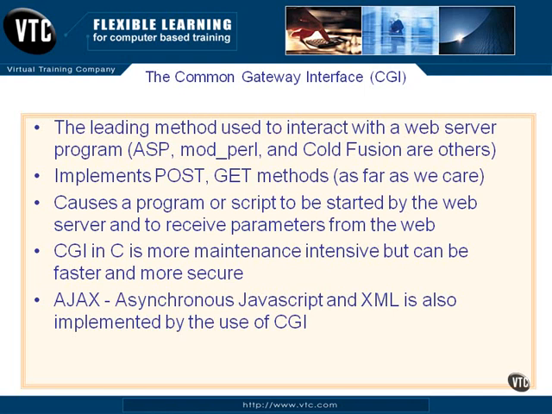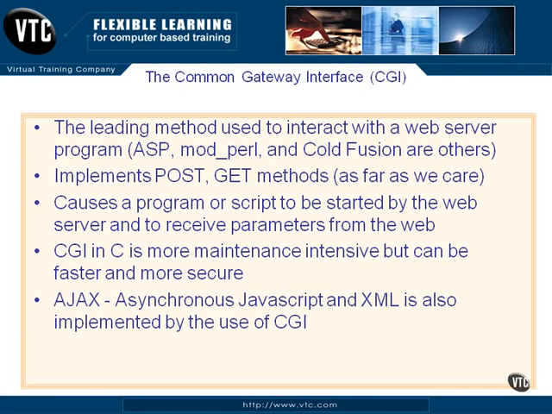Now, what really happens here is this CGI causes a program or a script to be started by the web server, and then that program or script, in our case a program, will receive its parameters through the standard in. All we have to be able to do is to listen to the standard in, and we know how to do that, and be able to write to the standard out, and we know how to do that. So we have the skills that it takes to write a piece of CGI code.